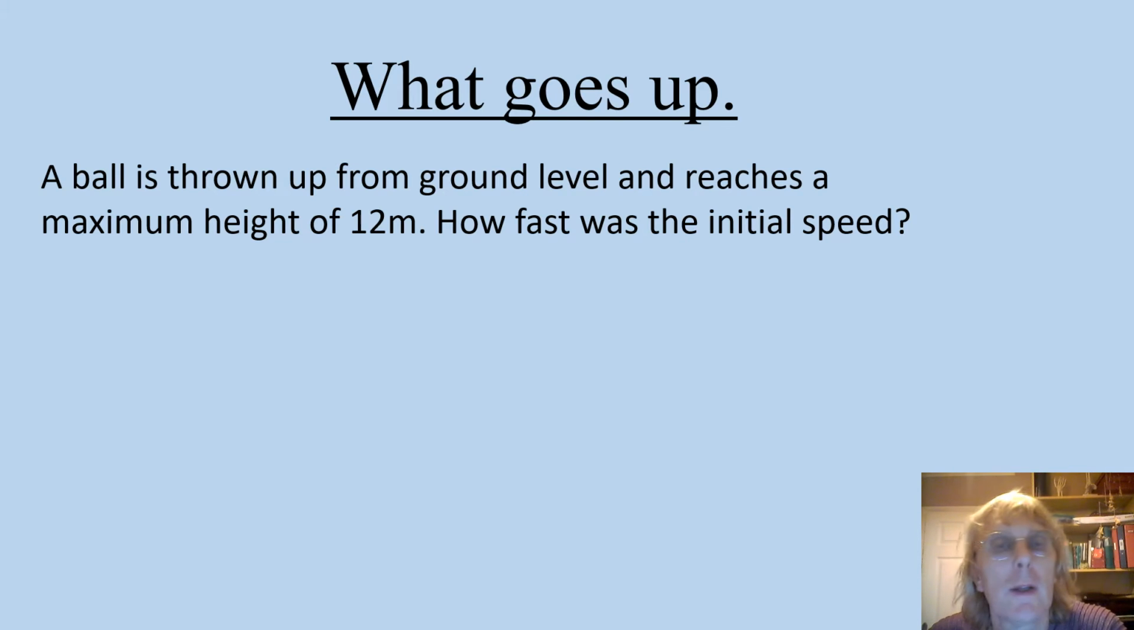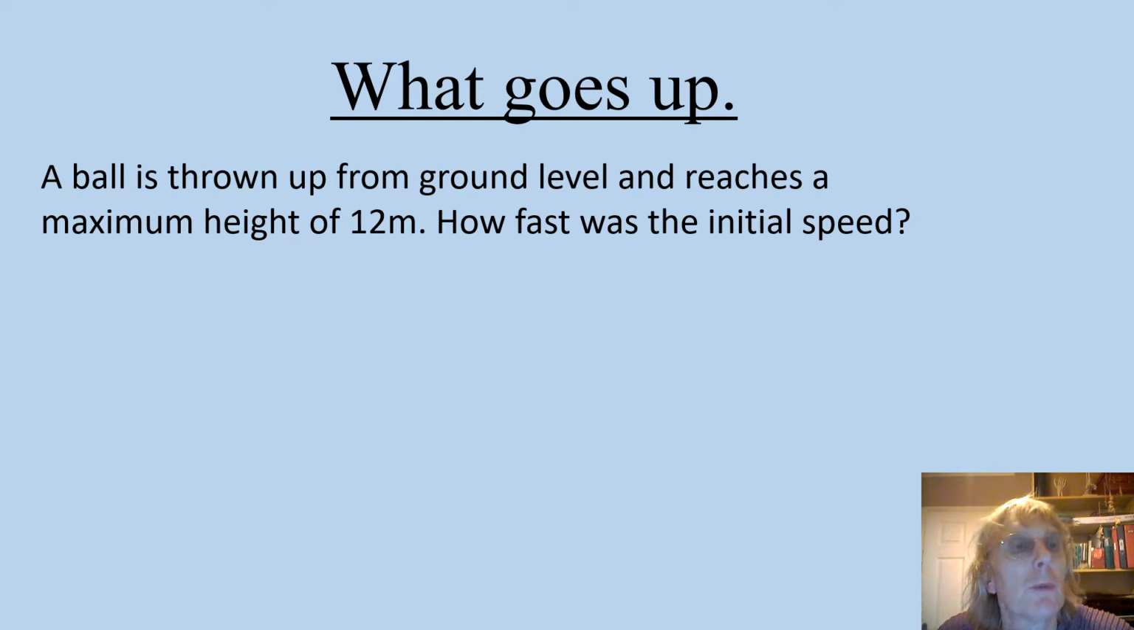Right, hello. Got a little question here about some objects being thrown up in the air. So in this one, we've got a ball. It's thrown up from ground level and reaches a maximum height of 12 meters. How fast was the initial speed?